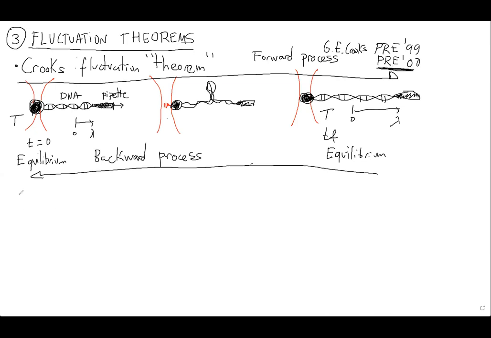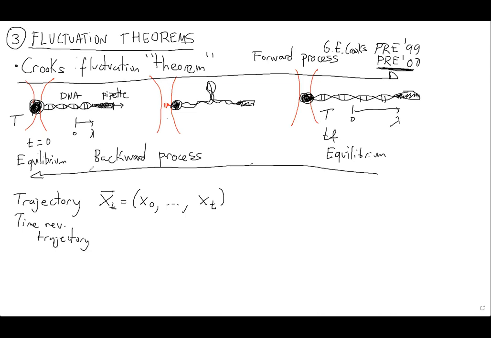And I will first introduce a trajectory in the forward process. The trajectory, I will call it x, sometimes x bar, sometimes x bar t, and so on, which will be a sequence of observations, x0 up to x at time t. This will be a trajectory in the forward process, and we will also introduce the time reverse trajectory.